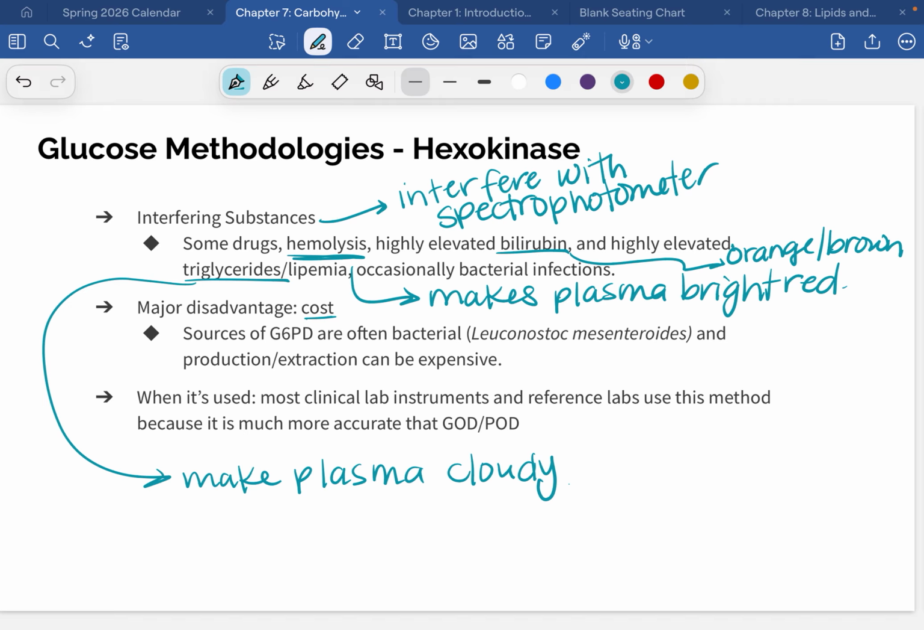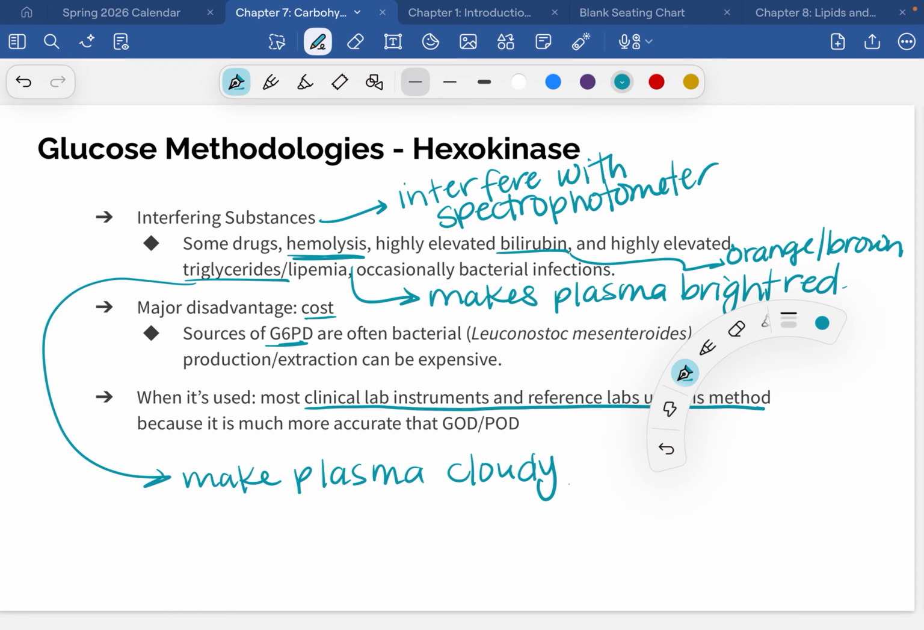It's extremely expensive. The sources of G6PD are often bacterial, and the production or extraction of these can be very expensive. So this is mostly used in clinical lab instruments and reference labs because it is much more accurate. And in clinical labs, at hospitals and doctors' offices, we need exact numbers. We can't just be dealing with kind of the range, right? So when we need exact numbers, they mostly use hexokinase methodologies.